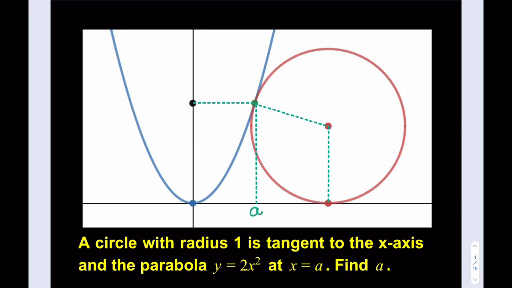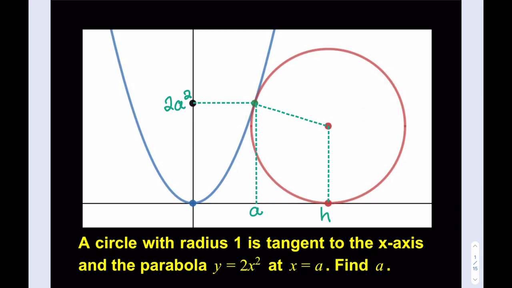Okay, A. So now if this point is A, the x-coordinate is A, and since the point is on the parabola y equals 2x squared, this will be 2a squared, right? The y-coordinate. So we're trying to find A. Let's see what we can do. Obviously, if the parabola is tangent to the circle, that means something, right? Okay, so we're going to work off of that. But let's go ahead and do the following first. Let's call this H.